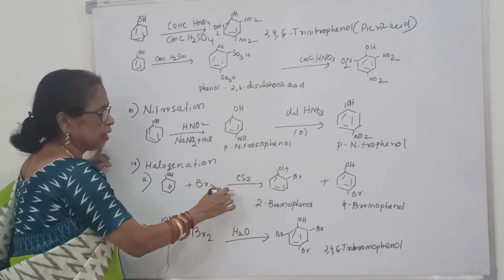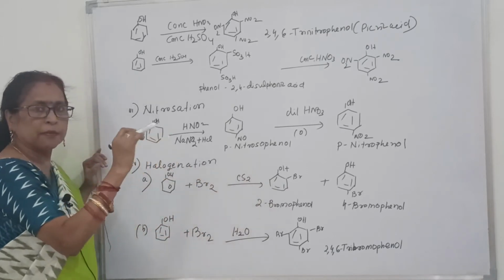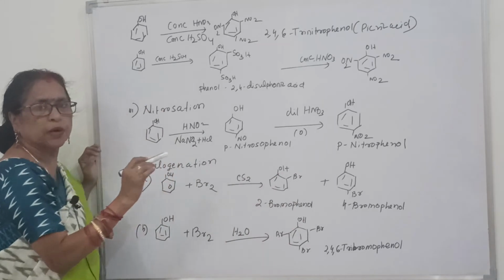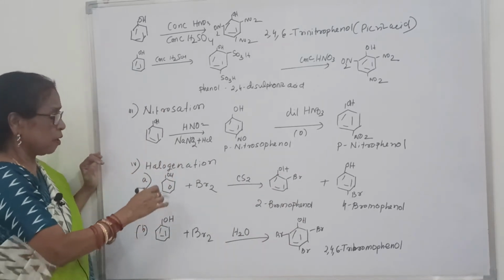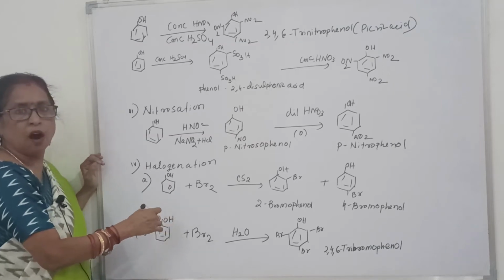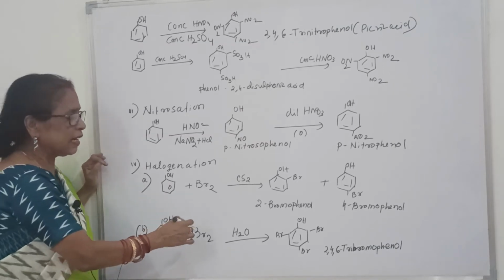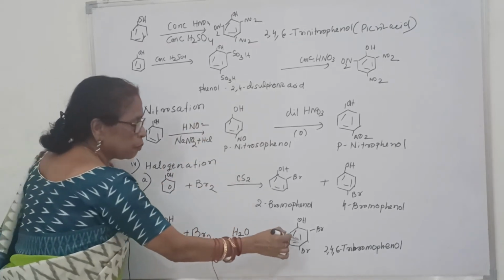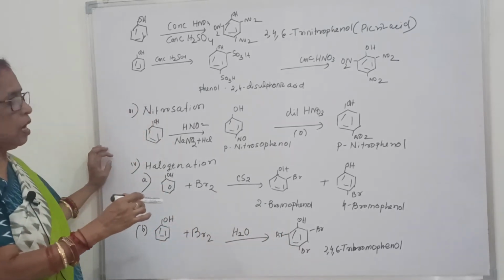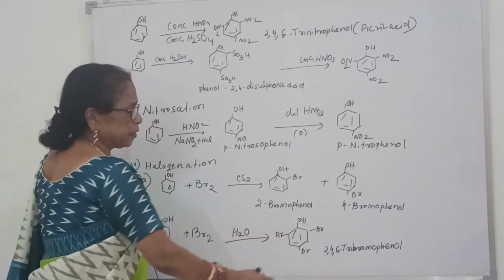Again see, phenol on treatment with bromine in presence of carbon disulfide. This is very important. You should remember, if carbon disulfide, then only ortho and para both products are formed. But bromine in presence of water, aqueous bromine, gives 2,4,6-tribromophenol. Here this gives white precipitate.